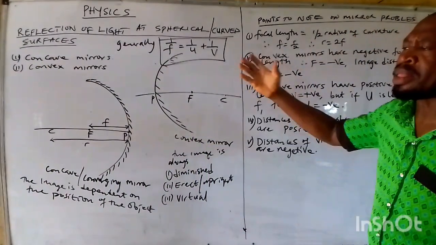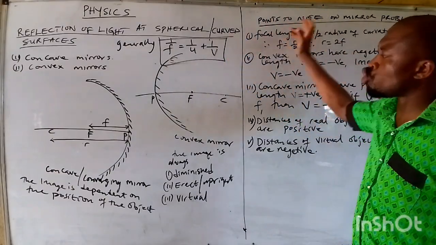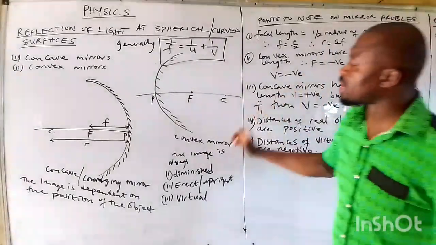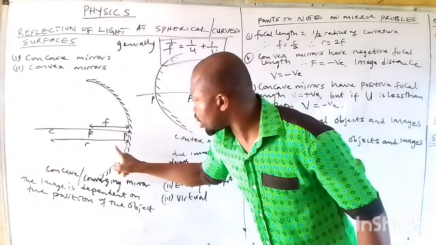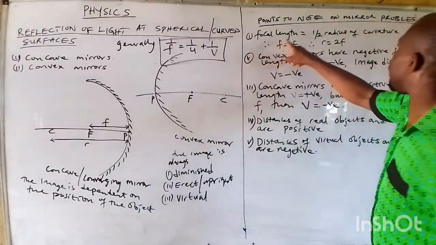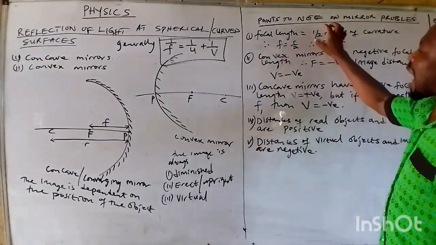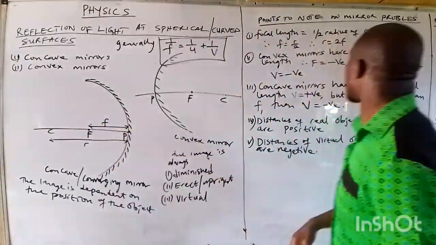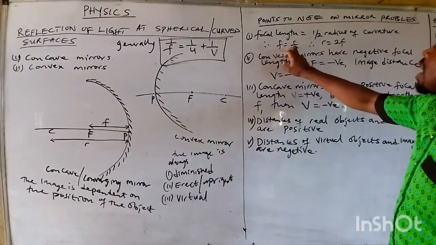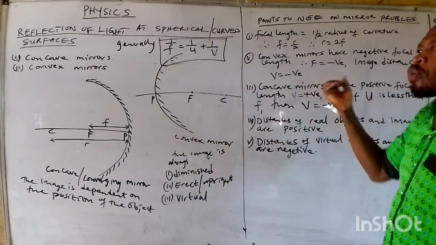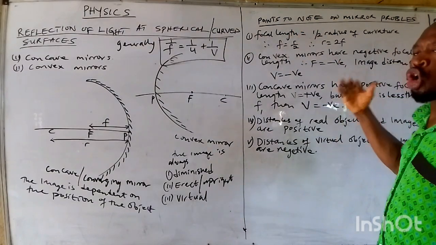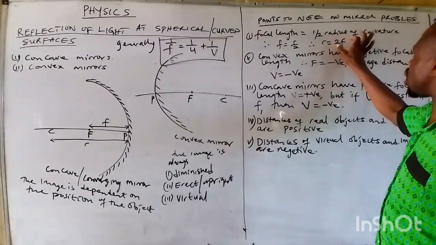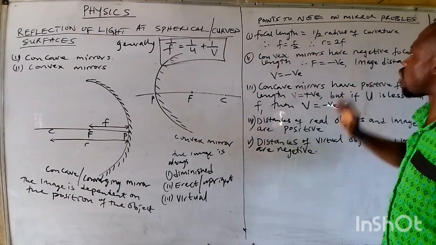But there are important points I want us to note about these two mirrors. One of these points is that, just like we have said, the focal length is half of the radius of curvature. This is the radius of curvature, and half of it is the focal length. Therefore, we have that f is r over 2. Or, if we want to get our radius of curvature, if we find our principal focus, we multiply it by 2, and it will give us our radius of curvature.